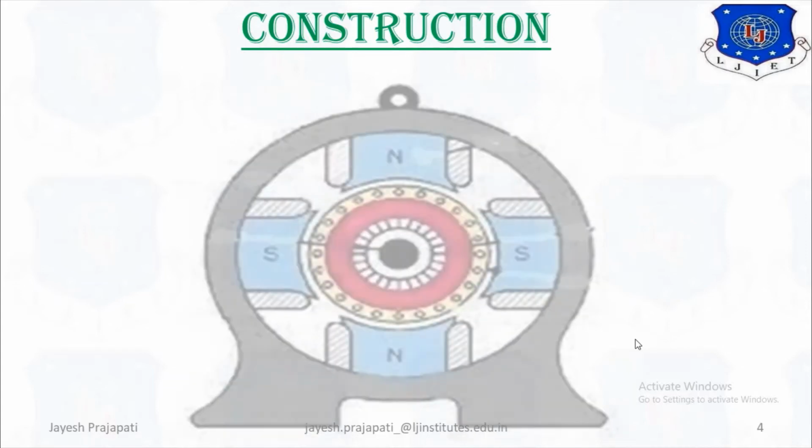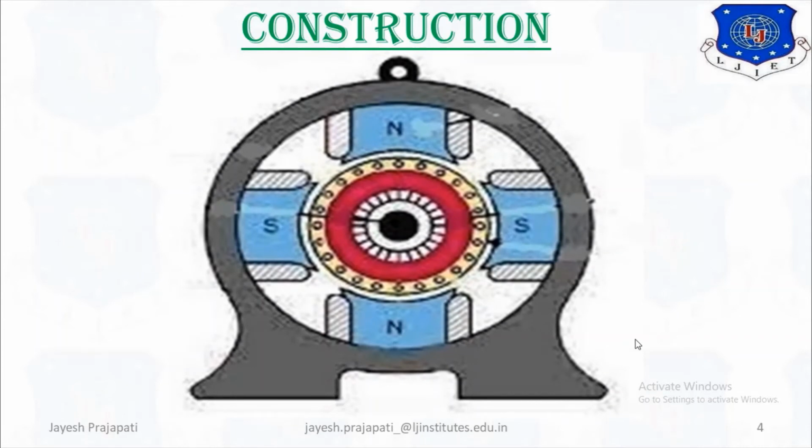Before we start the next portion, first of all we discuss the construction of a DC motor. The construction of a DC motor is the same as that of a DC generator. So we can say that the construction of a DC machine is the same for a DC motor and also for a DC generator. Now you can see in the figure a cross-sectional cut view of a DC machine that consists of different parts. We have to study each part one by one.